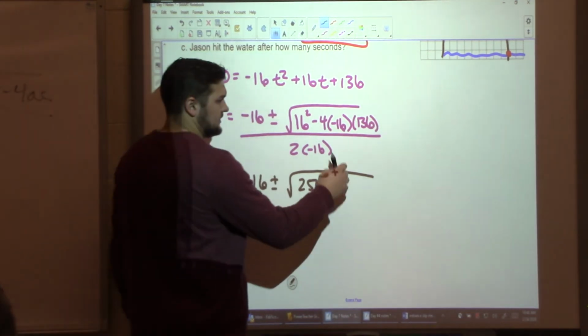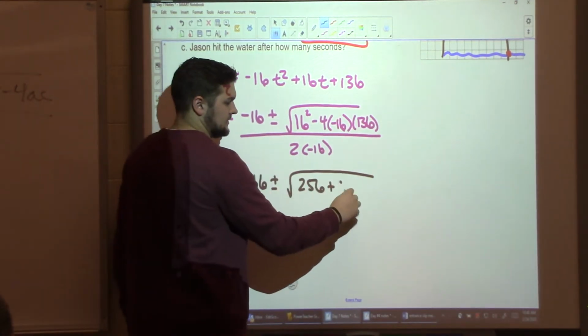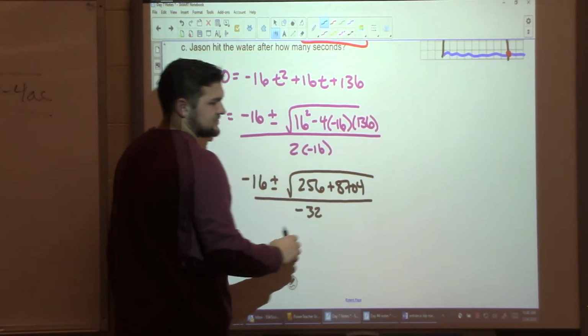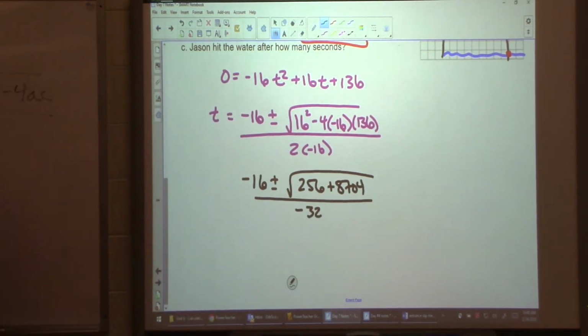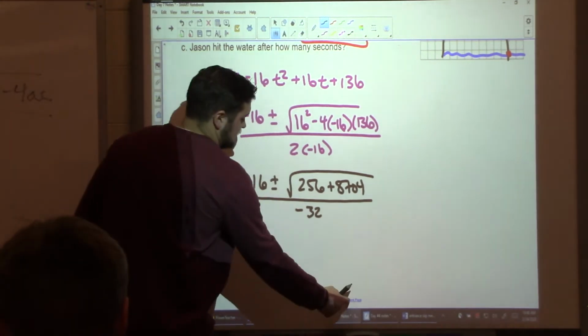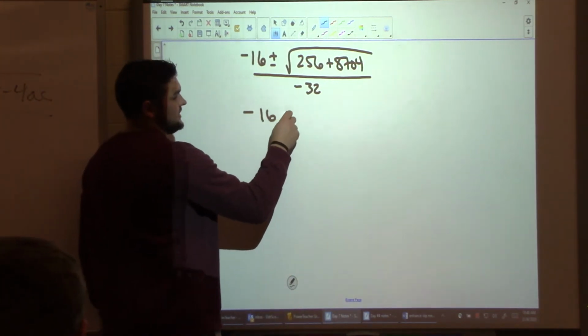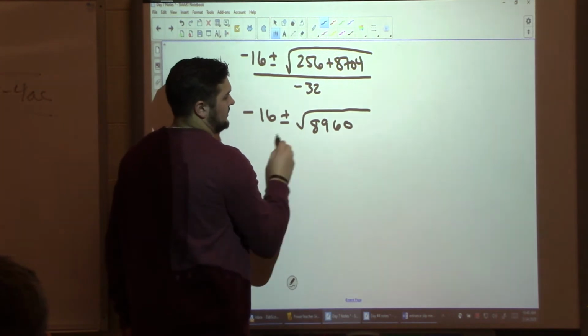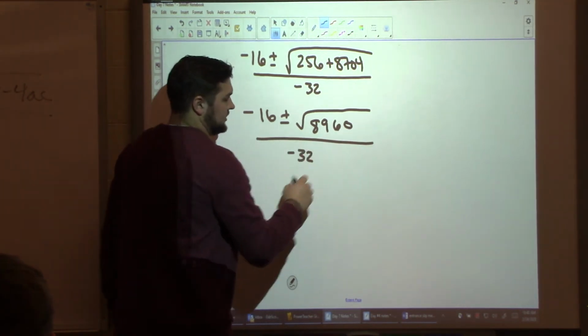8704. When I do this part here, over negative 32. I'm glad you guys are doing this along with me so you can double check it every time. Okay? So then I add what's underneath that radical. Negative 16 plus or minus the square root of 8960 over negative 32.